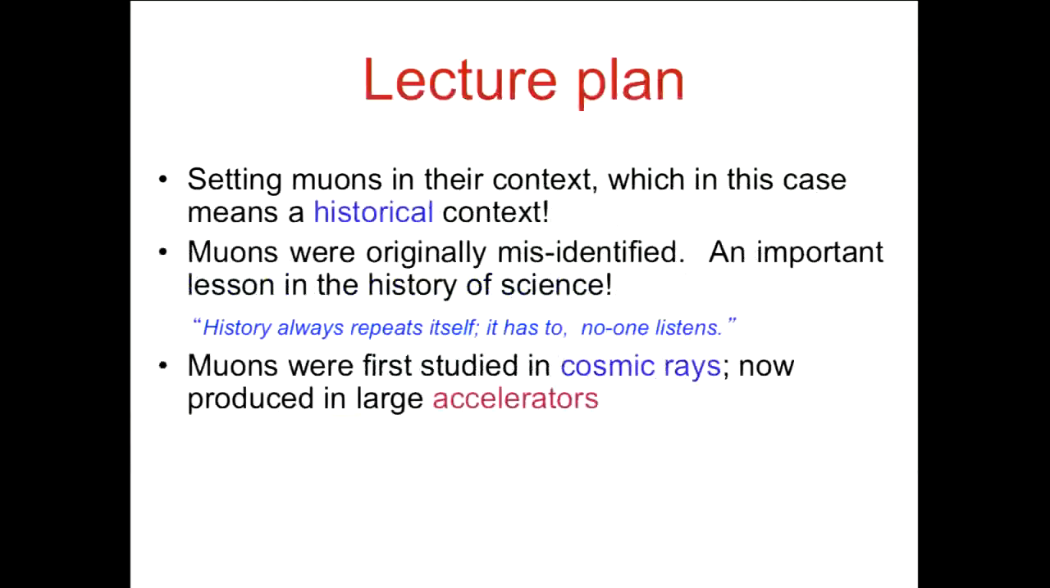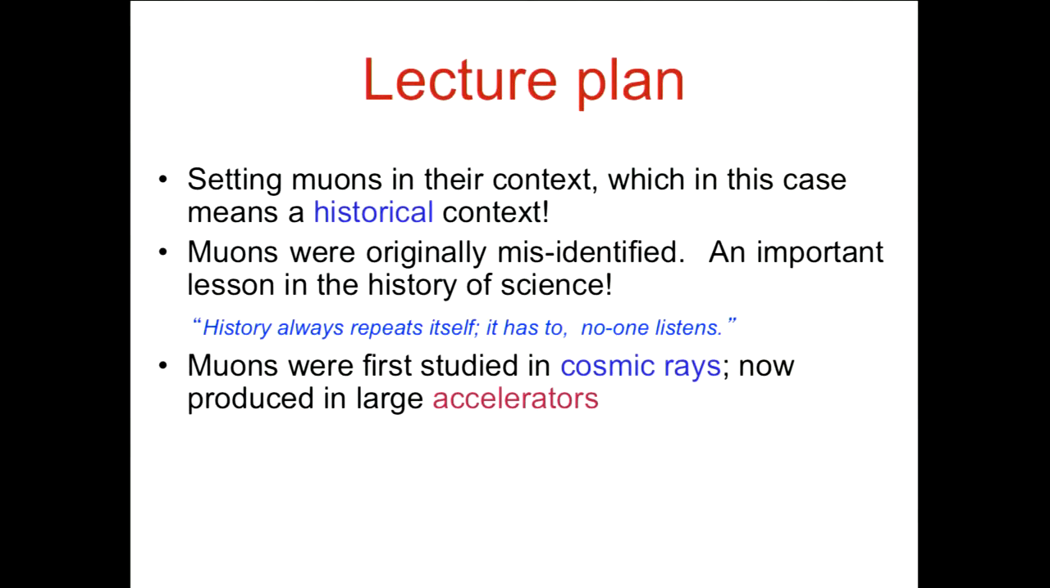What I'm going to be talking about is setting muons in their context, which means giving you a bit of a history lesson. The historical context, I think, is quite interesting. I know we're all scientists here, and therefore not at all interested in history, but there's a little bit of interesting history here, because muons were originally misidentified. And I think there's an important lesson in the history of science, which is that history always repeats itself, as somebody once said. It has to, because no one listens.